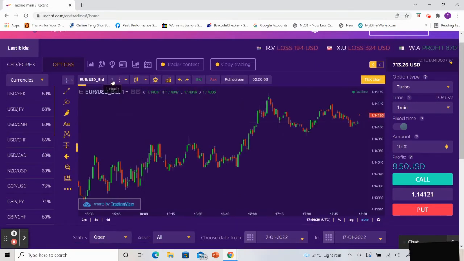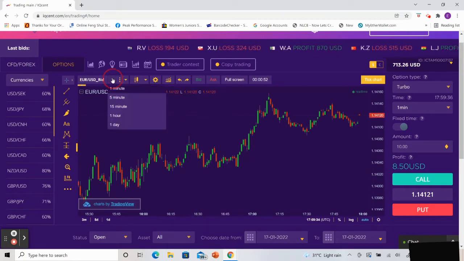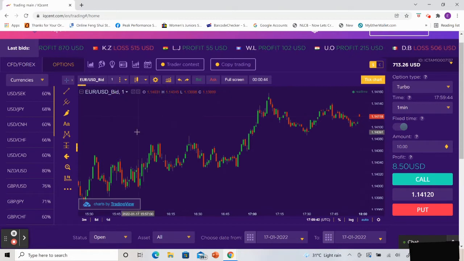The default is 1 minute, so this is a 1 minute chart. If you want to change the time frames, you can drop down the list. You have 5, 15, 1 hour, and 1 day. I'm going to leave it there, just for demonstration purposes.